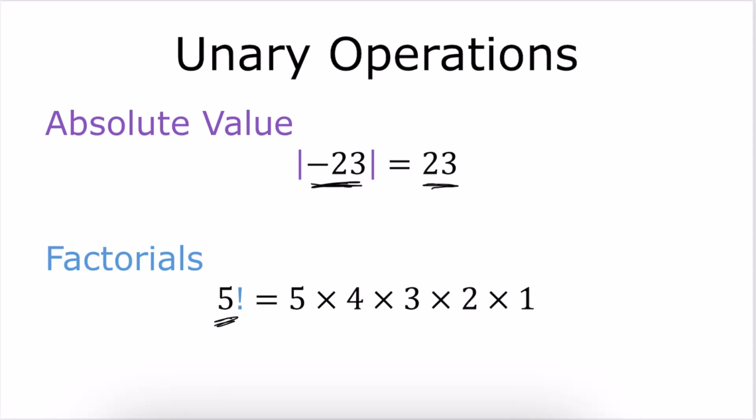So binary operations take 2 inputs and give you an output. Unary operations take 1 input to give you the output. So I hope that's a helpful review of the different types of operations.